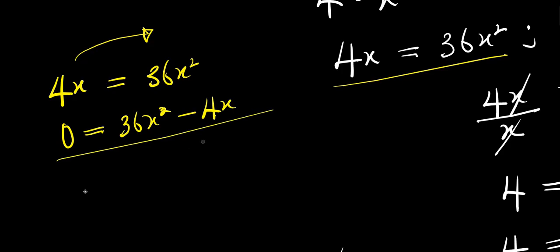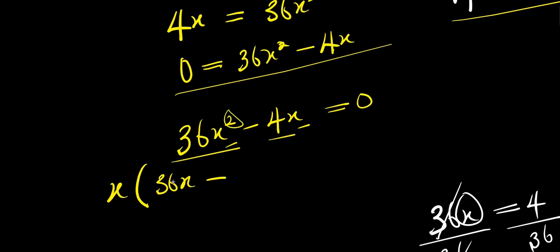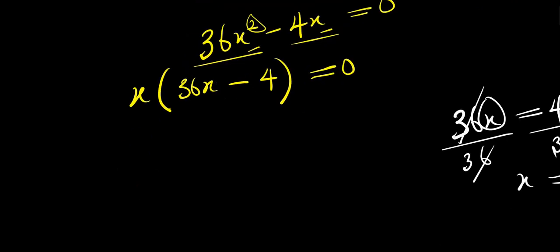So let's rearrange this equation here. I have 36x squared minus 4x equals 0. So right now, I can decide to factor out x from here because it appears in both places. I have x times this divided by x, we have 36x because one of it will cancel on this one here. Minus this divided by x, we have 4. And this equals 0.